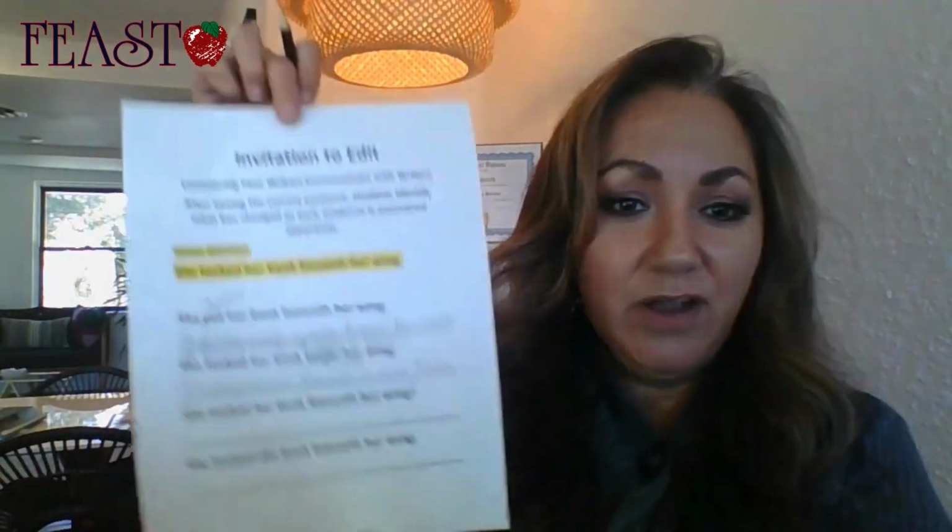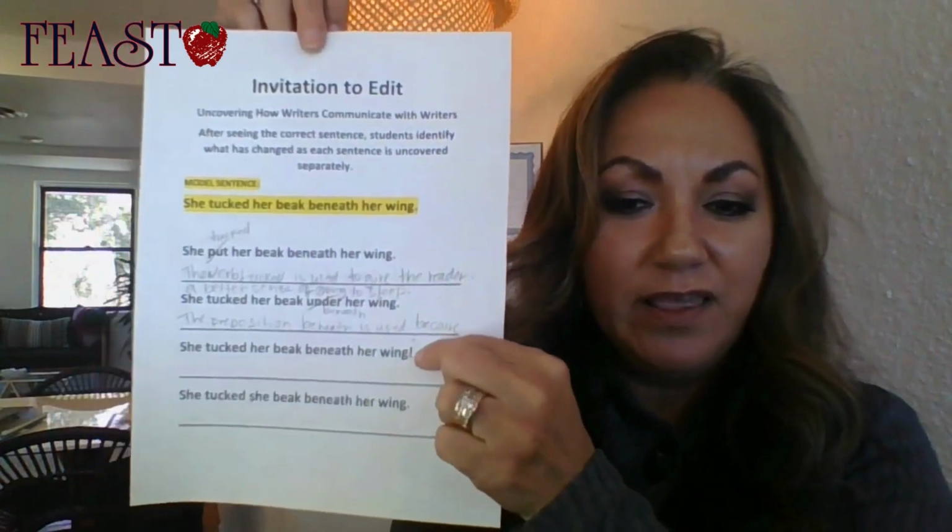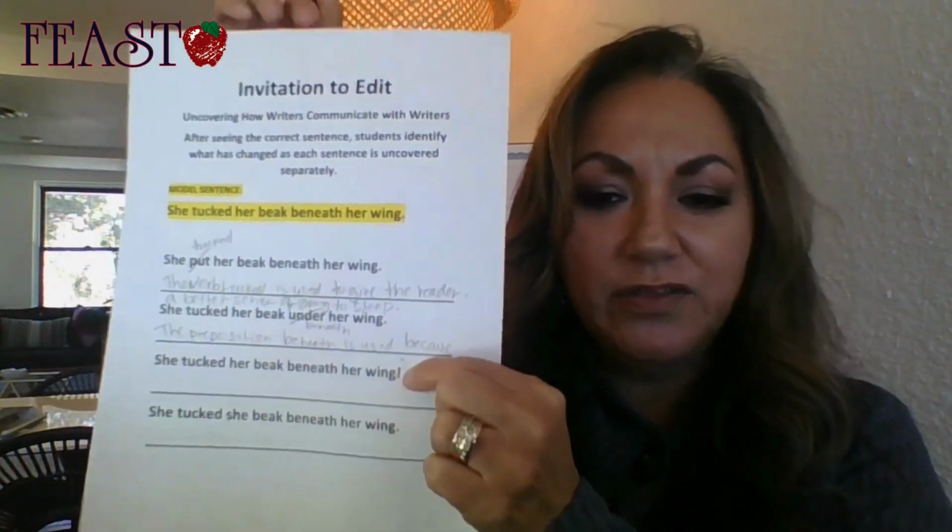All right, so the next one, she tucked her beak beneath her wing. Nothing wrong with it, except for that punctuation right there. So that punctuation mark right there changes the entire sentence in that it evokes feeling. People think that, oh, exclamation point means that it's yelling. Well, no, it doesn't necessarily. It just means it's evoking some feeling. She tucked her beak beneath her wing. Well, I'm not yelling, but I am putting a lot of feeling in that sentence, and that's not how it was supposed to be constructed.